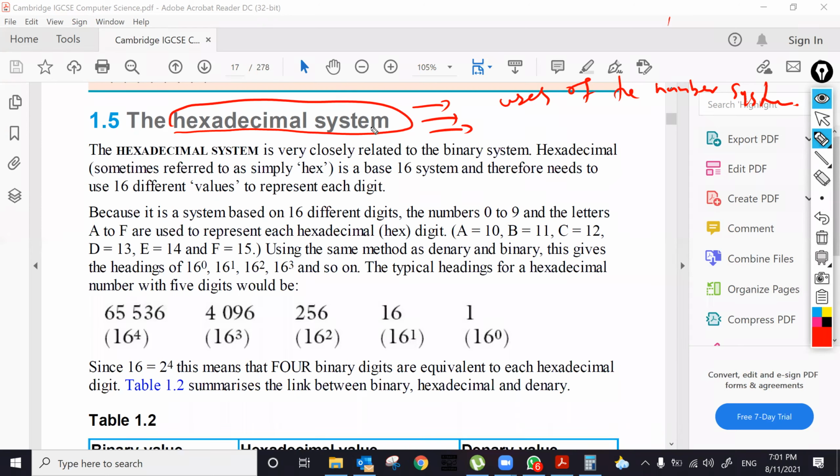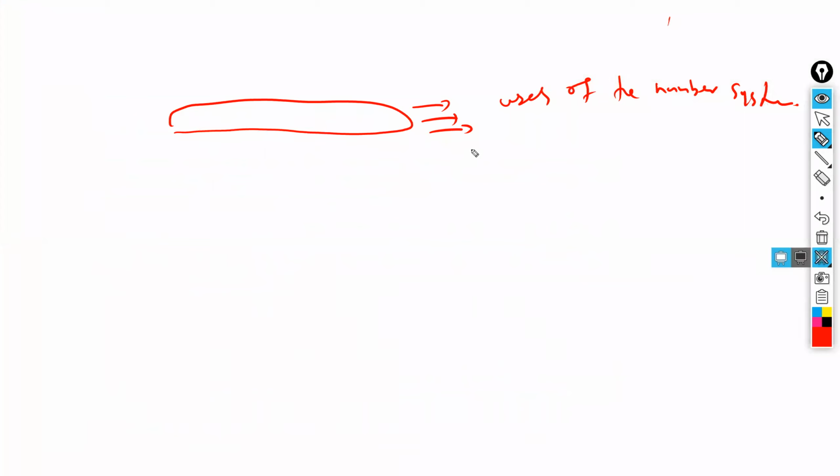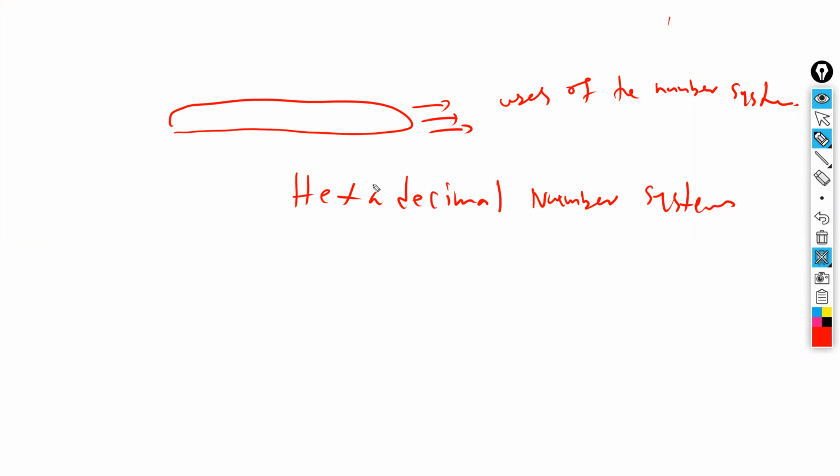We all know the hexadecimal number system, right? But you should know what the usage of it is. Anyone? Where do we use the hexadecimal number system in a computer? No point of knowing without that, right? You should know where these number systems are used. Samiha, any idea?